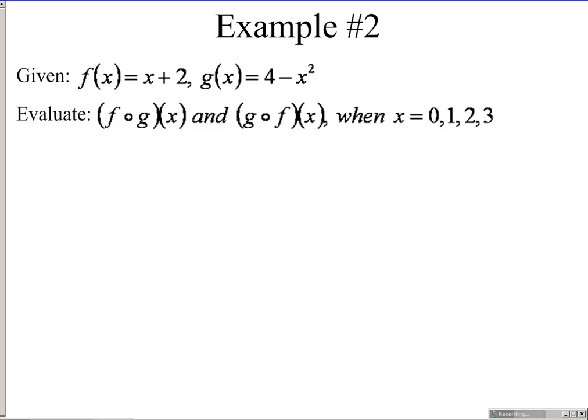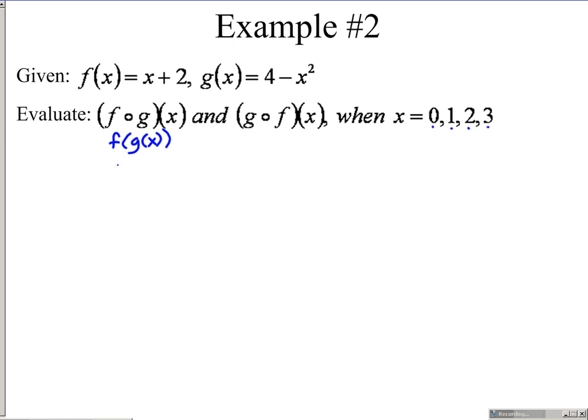Okay, last one here. Given f of x is x plus 2, g of x is 4 minus x squared. Evaluate f composed with g of x and g composed with f of x when x is 0, 1, 2, and 3. So again, we need to go both directions here. Let's start with f composed with g of x. F composed with g of x, first of all, remember, is f of g of x. Now we need to evaluate that at each of these values, 0, 1, 2, and 3.